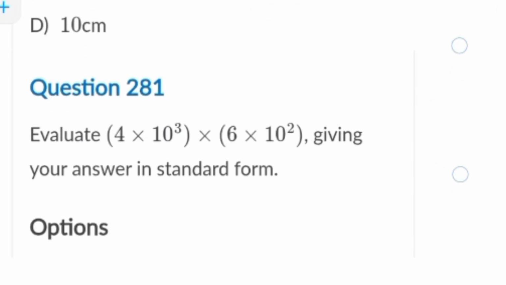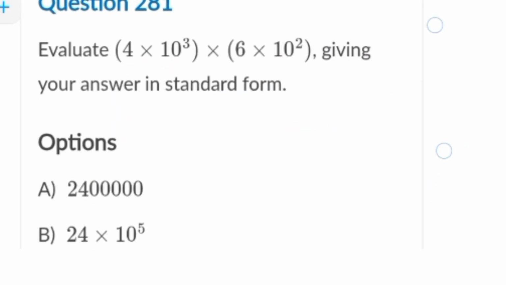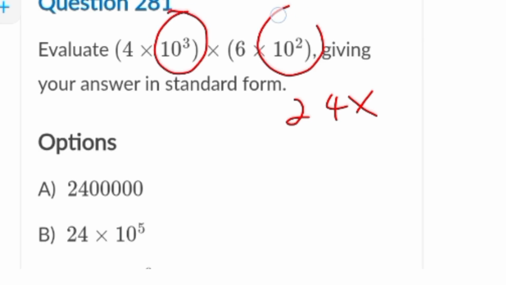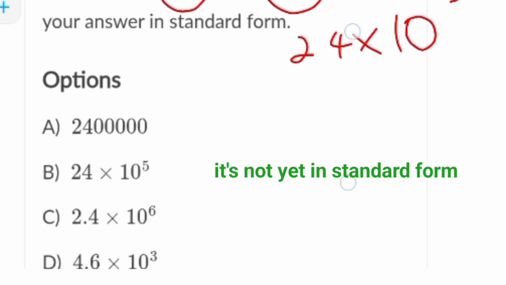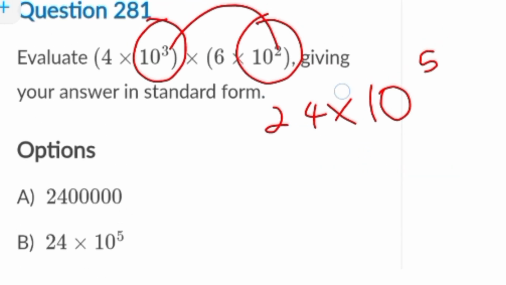Let's move on. Next one, you have to evaluate this, giving your answer in standard form. The first thing to do is multiply these two numbers: 4 times 6 is 24. Then use your number base: 10 to the power 3 times 10 to the power 2. 3 plus 2 will give you 5, that's 10 to the power 5. So this is the answer, but it is not in the options, as you can see. So you need to break this one down to standard form again.